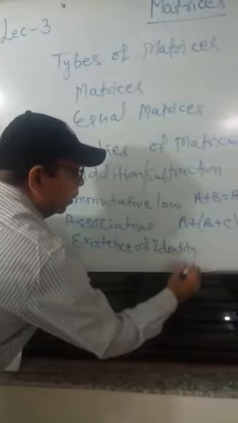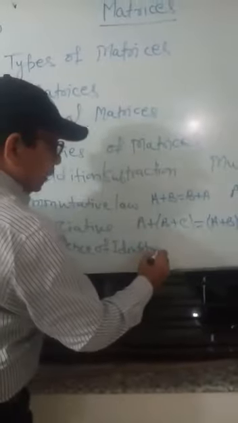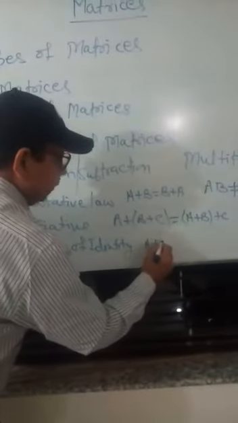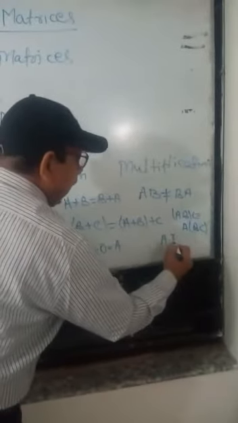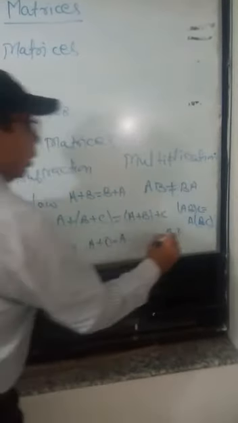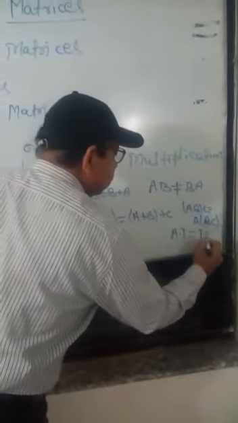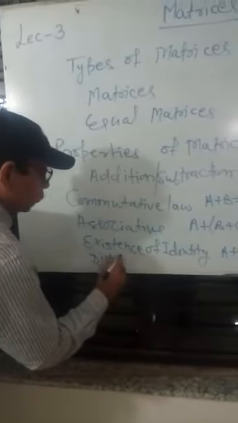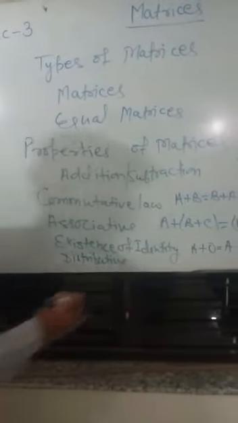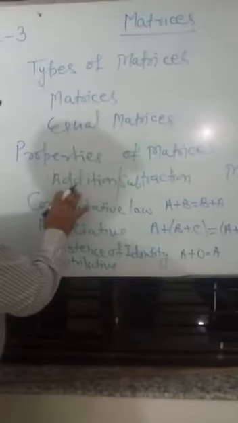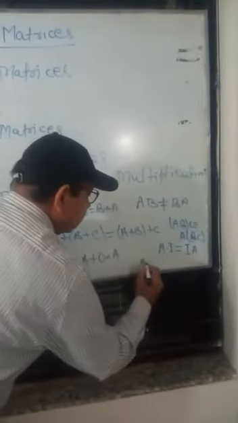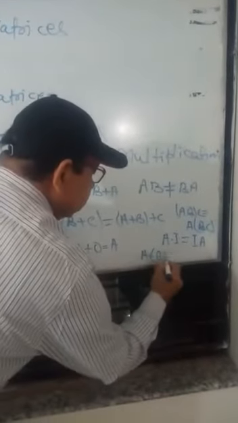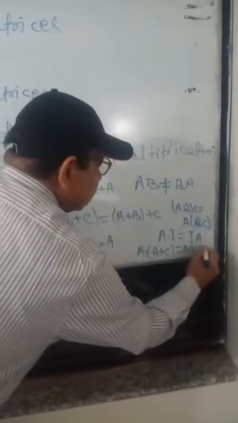Existence of identity. In case of addition, A plus 0 is the same as A. In case of multiplication, A into I, where I is the unit matrix or identity matrix, equals I into A. One of the other laws is distributive. In case of addition it does not follow the distributive law, but in multiplication, A into B plus C equals AB plus AC.